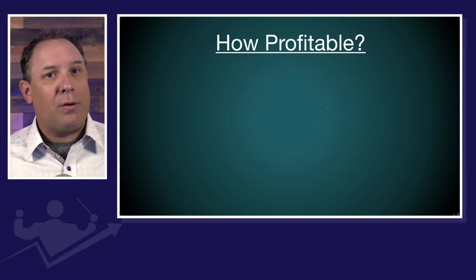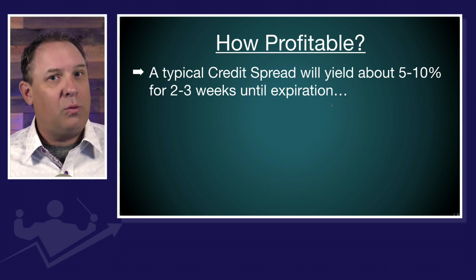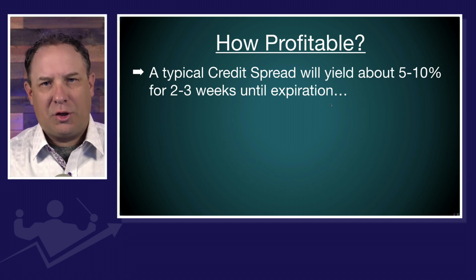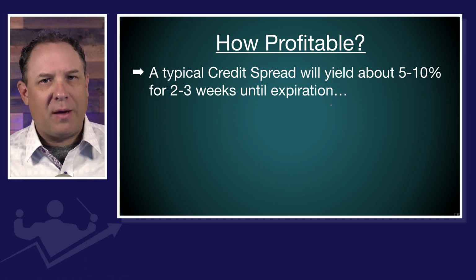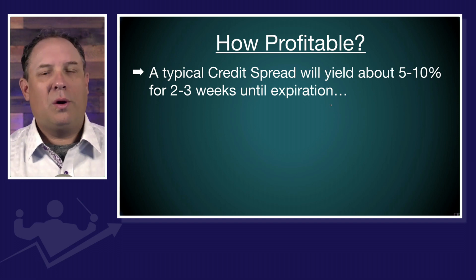Well, a typical credit spread in normal conditions is going to generally yield, depending on which one you write, somewhere between 5 and 10% for about 2 to 3 weeks to expiration. So if you think about that, most banks are like, hey, we're going to really reward you. Come to our bank.